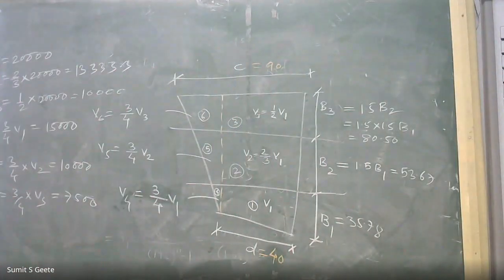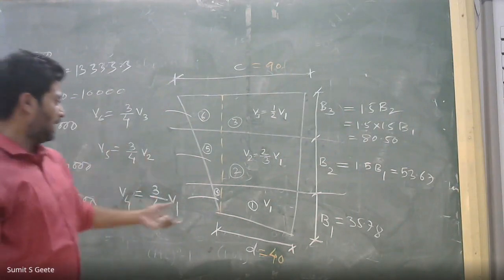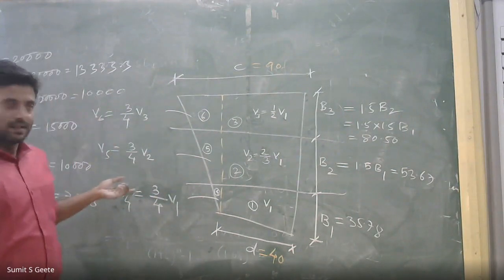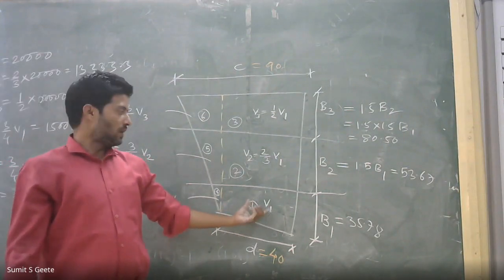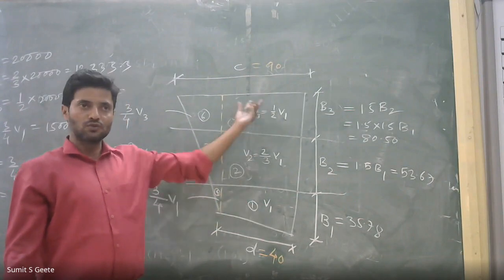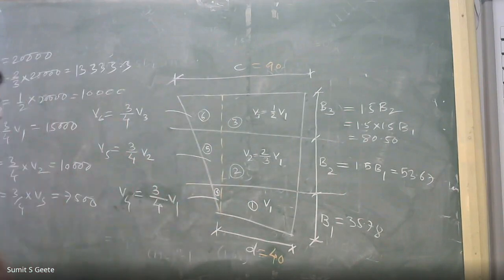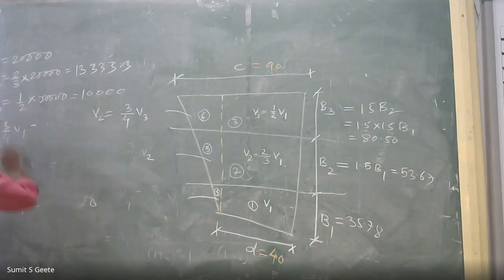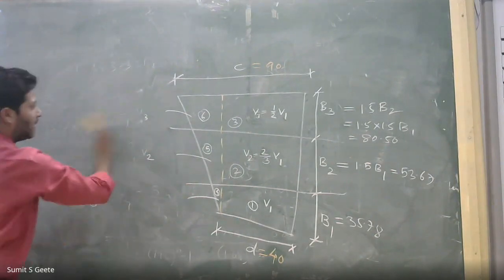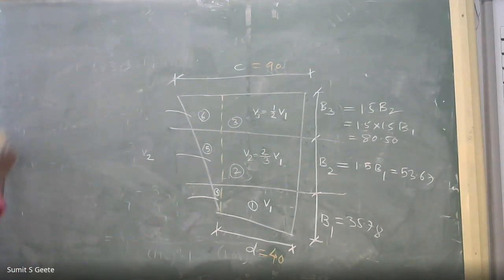Now, the second element is the area calculation, because I can find out the rates. These are the rates, but what is the area? Now we have to calculate the area for zone 1, zone 2, zone 3, 4, 5, and 6. So calculate A1 to A3, which is simple.